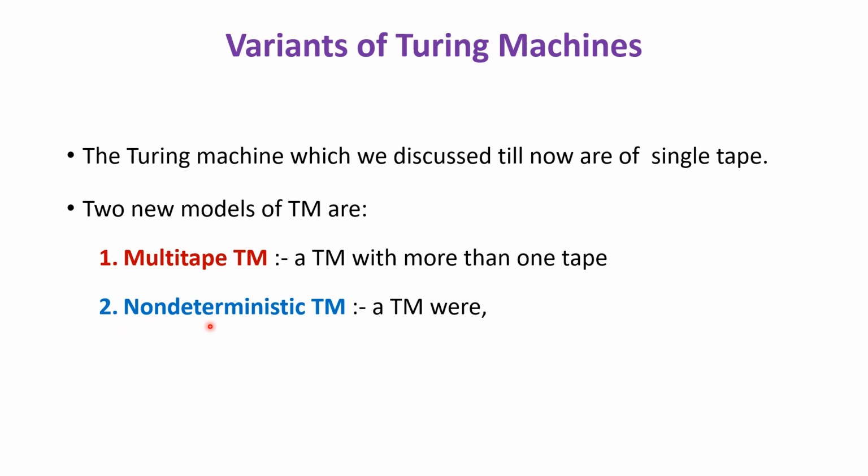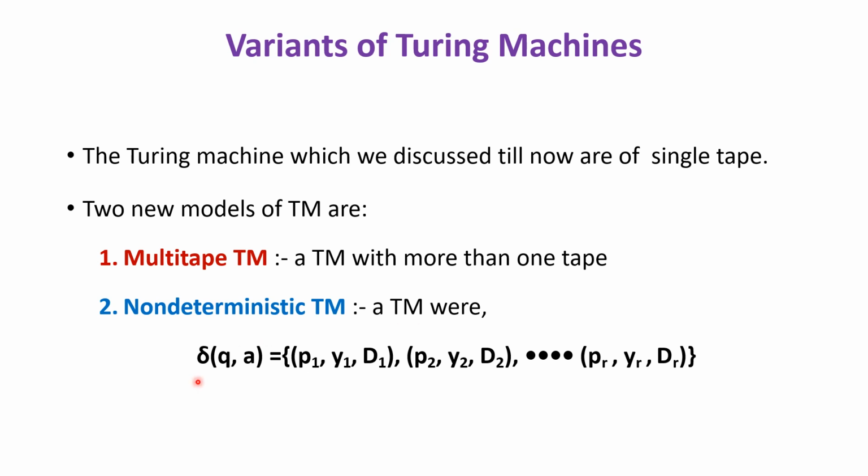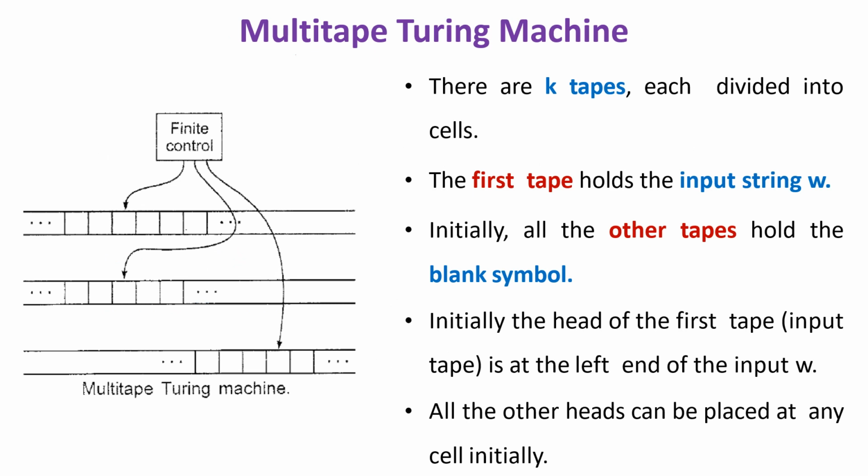Second, the non-deterministic Turing machine, a machine in which for a given delta transition q comma a, it may go to multiple states with more than one transition. As stated, a multi-tape Turing machine contains more than one tape.